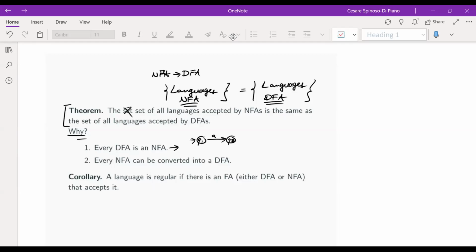Remember, the only difference between DFAs and NFAs is the transition function. The difference is that instead of returning a state, the transition function of an NFA returns a set of states. But for a DFA to be an NFA, we can slightly tweak the transition function of this DFA so that if you read Q1 and a symbol A, it's going to give the set that contains exactly one element.